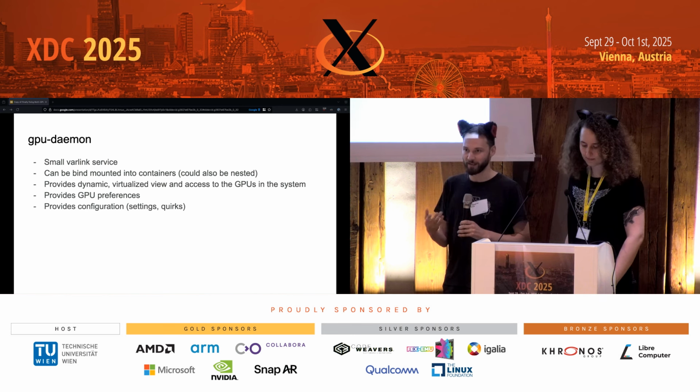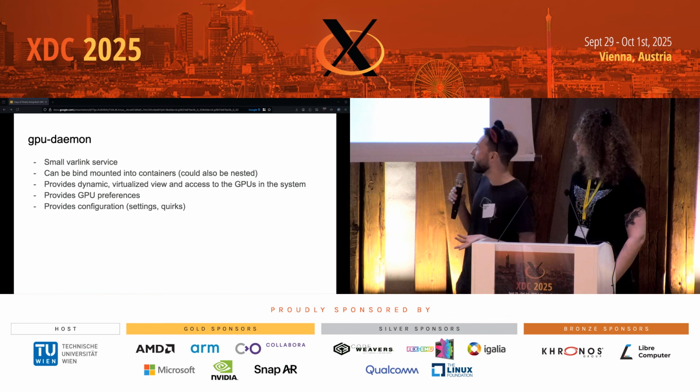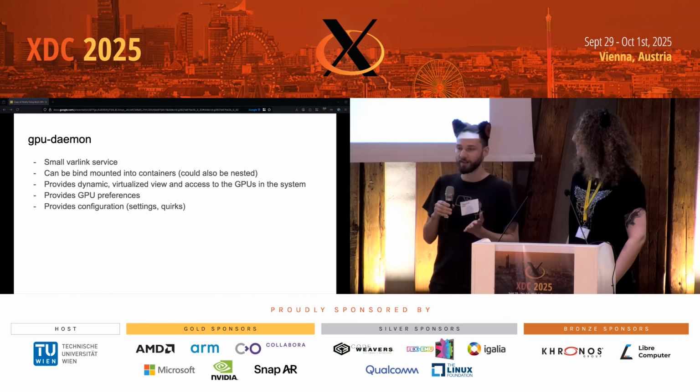And what we wanted to do is basically provide a kind of dynamic and virtualized view of the GPUs in the system, and also access to the GPUs. Which means that we want Mesa to access the GPU over this service, and it might not see all of the GPUs in the system, or it might see all of them, and we wanted to open the device over this service instead of going through /dev/dri.